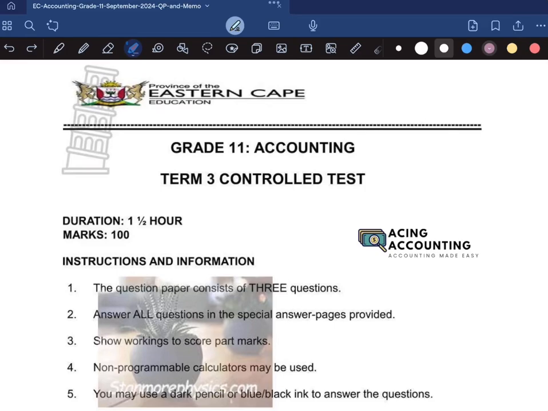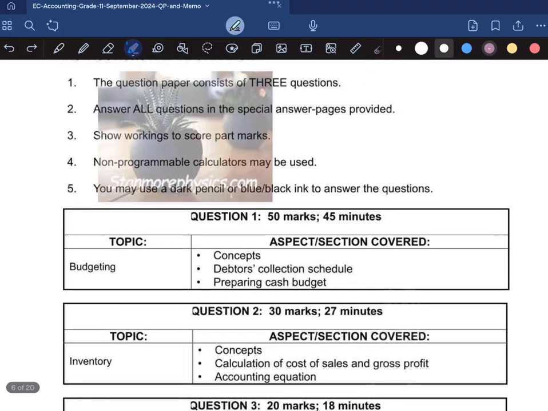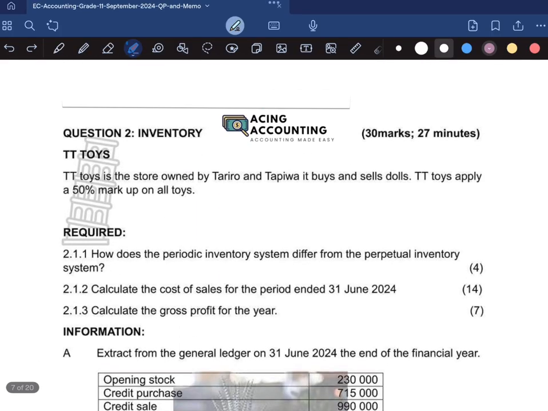Hello, grade 11s. Today we're looking at the Eastern Cape Term 3 controlled test that was written in September 2024. I want us to have a look at question 2, which deals with inventory, and it was allocated 30 marks to be completed in 27 minutes.